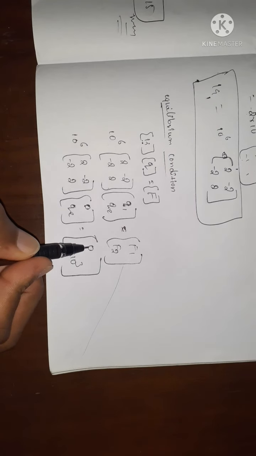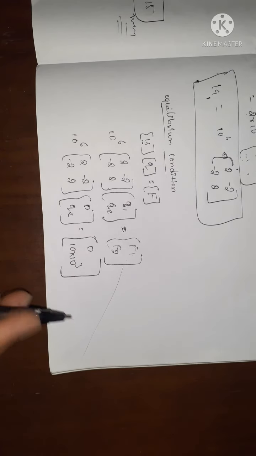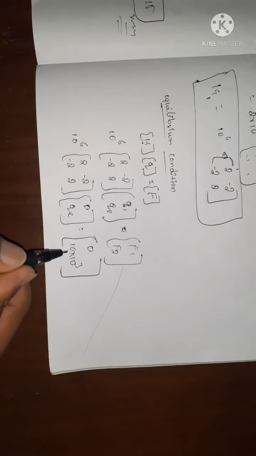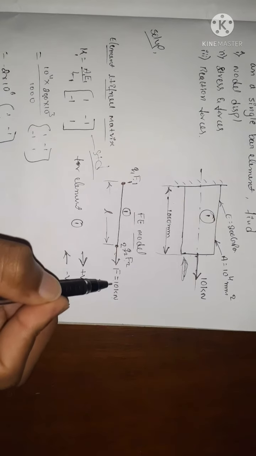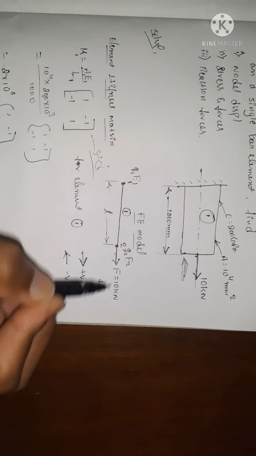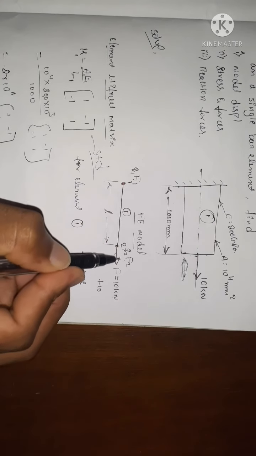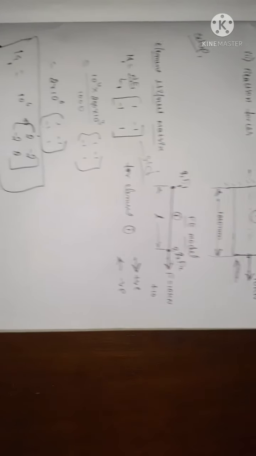F1 and q1 are already 0, and this is f2, 10 kilonewton, positive because of the outward direction. Tension.